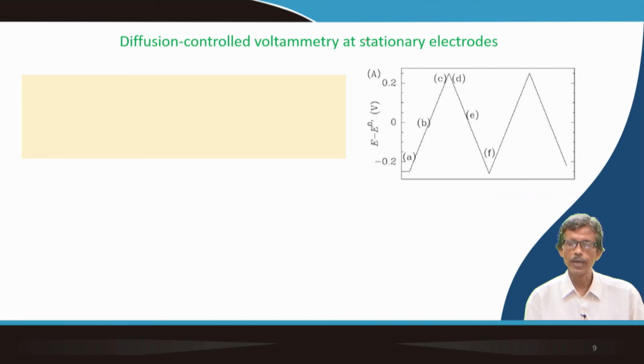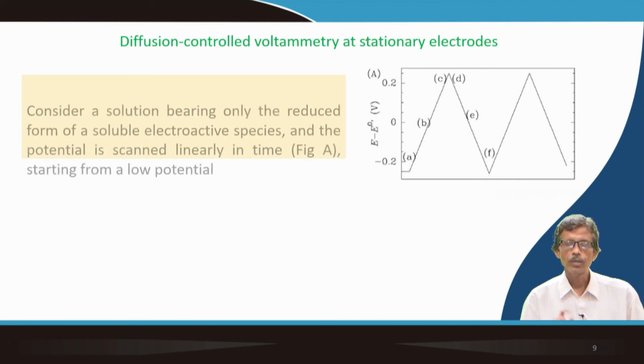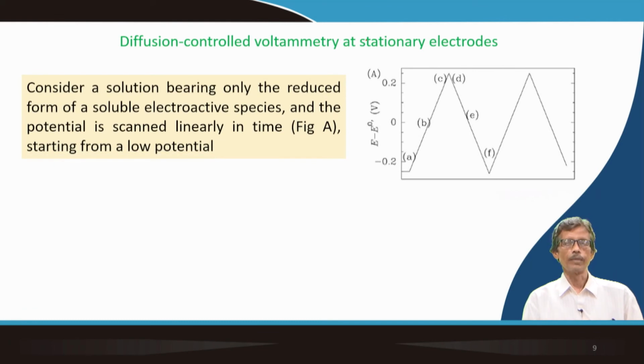What we get is this sort of plot, which tells us something about E minus E naught prime. It is nothing but a solution having the reduced form of a soluble electroactive species. Your species should be electroactive, the way we are talking about ferrous and ferric ions, such that when you put them inside the electrochemical cell, they give you a response.